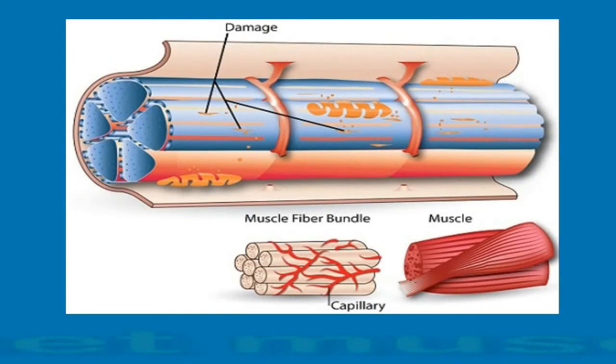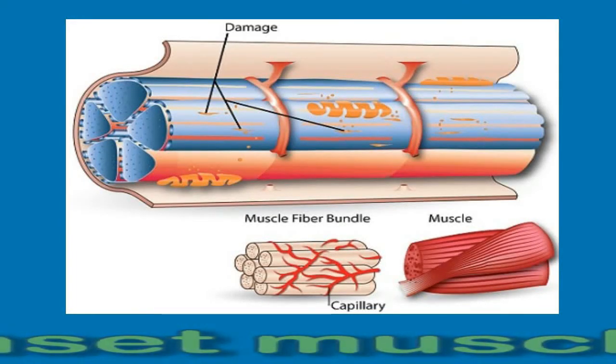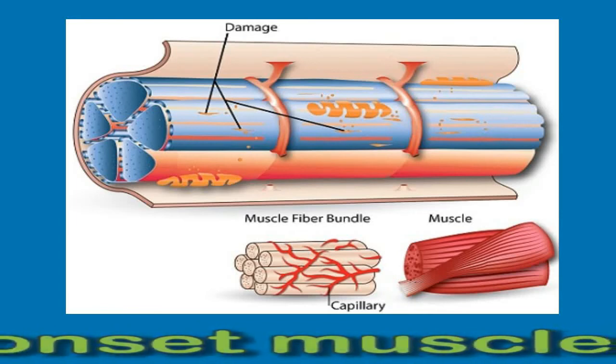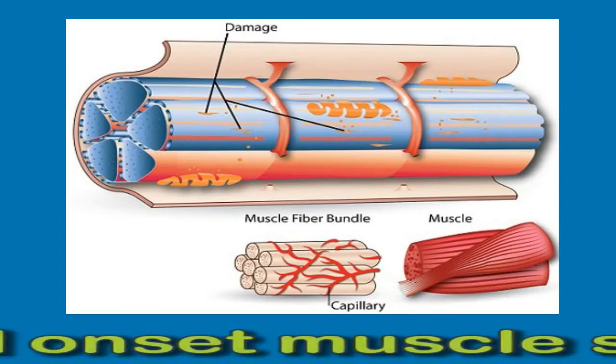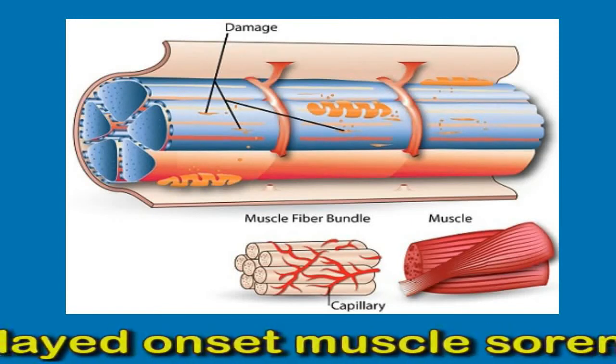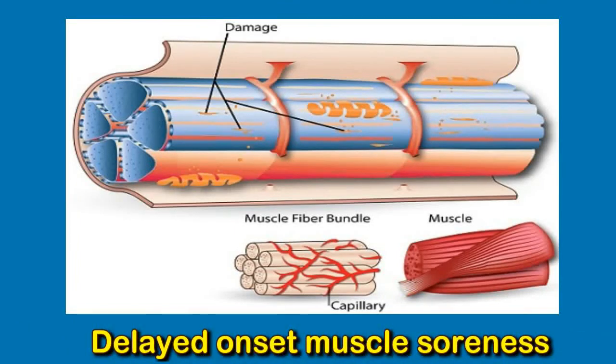Delayed onset muscle soreness. Delayed onset muscle soreness, or DOMS, happens when someone overworks their muscles, usually during exercise. It tends to happen when starting a new activity or increasing the intensity of a workout. Delayed onset muscle soreness can affect any muscle in the body, including the biceps.